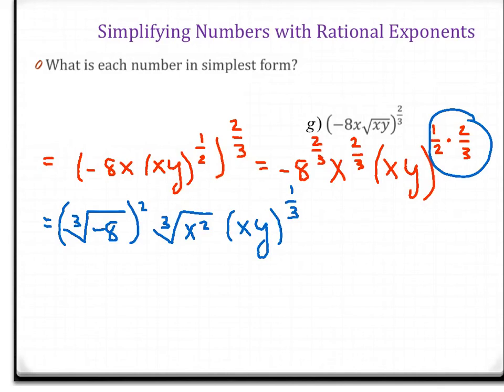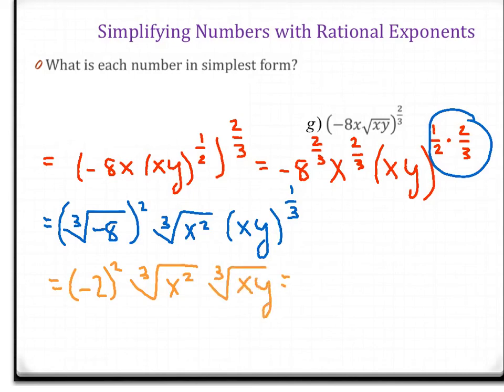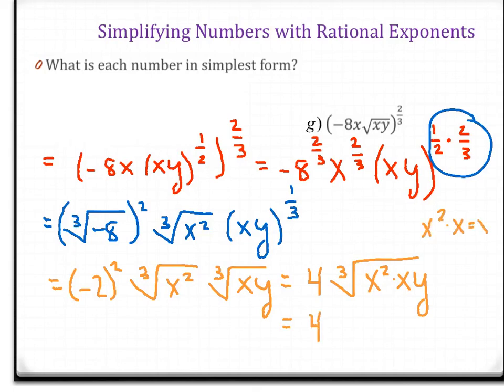Now the cube root of -8 is -2, so that's going to be -2 squared. And then I'm just going to simplify back here. This is going to be the cube root of x squared. Well, now -2 squared is just +4. I can rewrite these last two under the same radical since they have the same index. So it's x squared times x times y. Now we know that x squared times x is x cubed. So I'm going to rewrite that as x cubed times y. And the cube root of x cubed is x, so this will simplify to 4x cube root of y.